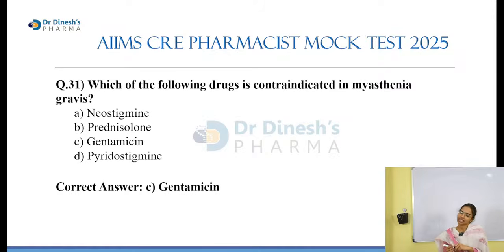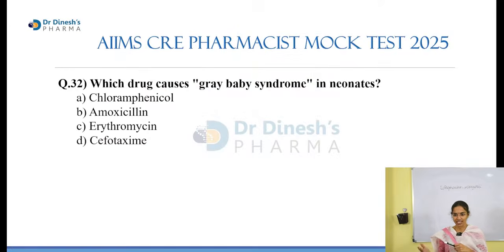And prednisolone is also an immunosuppressant drug, also used in myasthenia gravis. And we discussed that there is a drug used in the diagnosis of myasthenia gravis, that is edrophonium. Very, very important: edrophonium is used in the diagnosis or detection of myasthenia gravis. Okay, so this was about myasthenia gravis and the related questions. Moving to the next question.